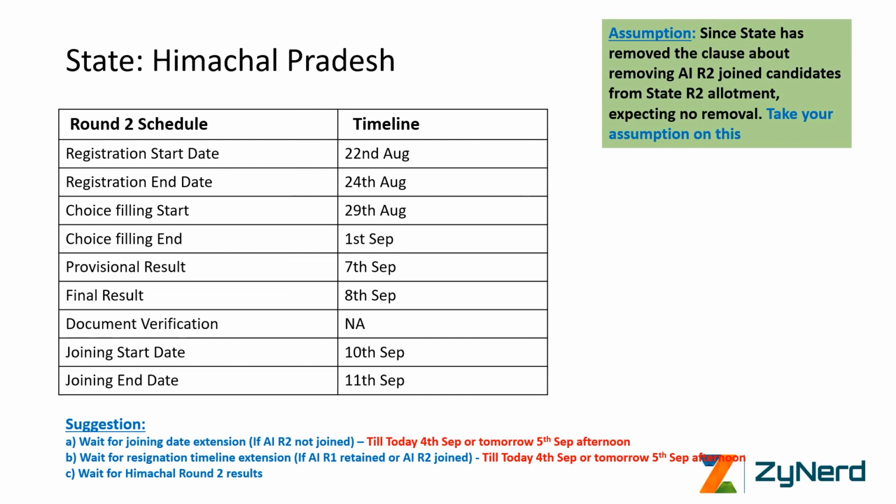From 5th onwards, they extend it till 8th because 9th choice filling starts. We don't know whether they'll do it till 8th evening, but if they do it, then you will still have hope of looking at the provisional and even possibly the final results and then taking a call on deciding.